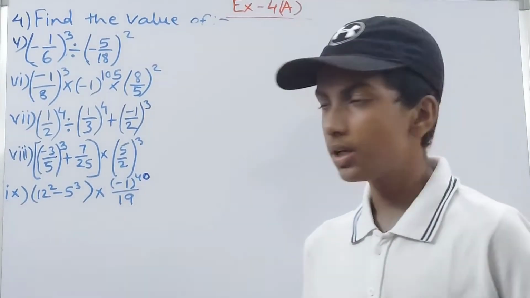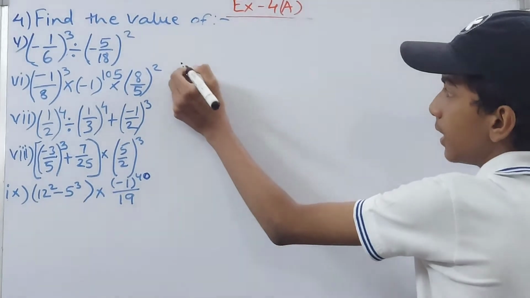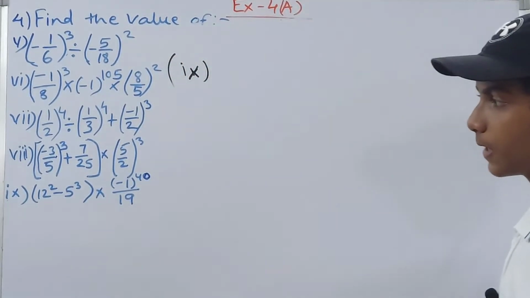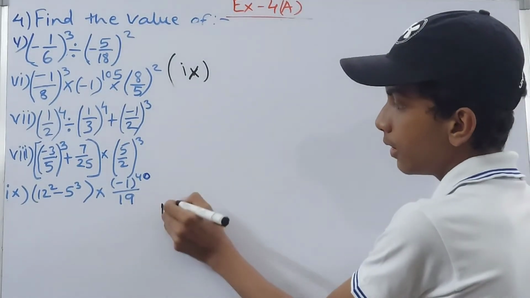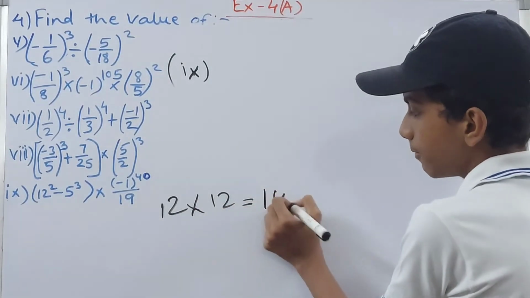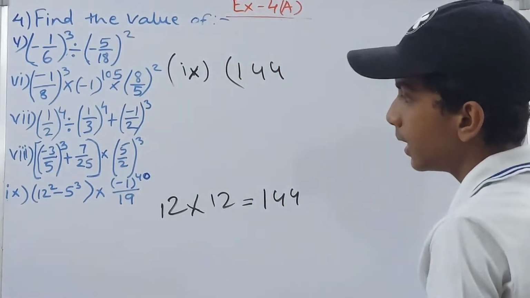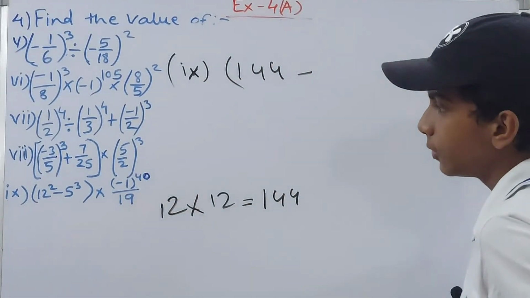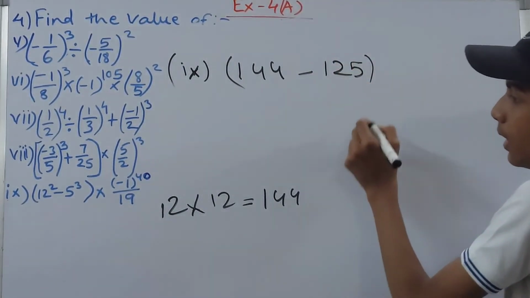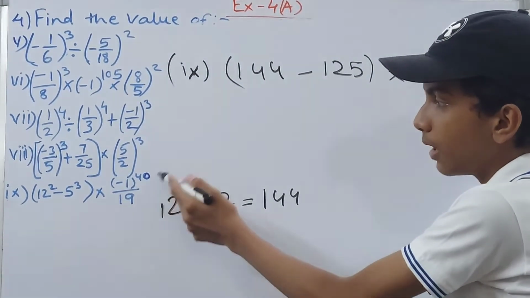Now the next one is 12 to the power 2 minus 5 to the power 3. This is our ninth part. So we've got here 12 to the power 2 minus 5 to the power 3. So basically 12 into 12. This will be how much? 144. So you can write it like this, 144 in brackets only, minus 5 cube, that is 125. So 125 into, now here we have minus 1 to the power 40 upon 19.